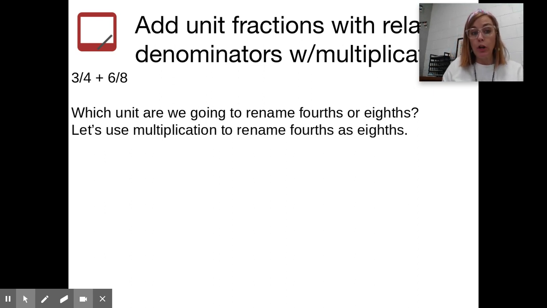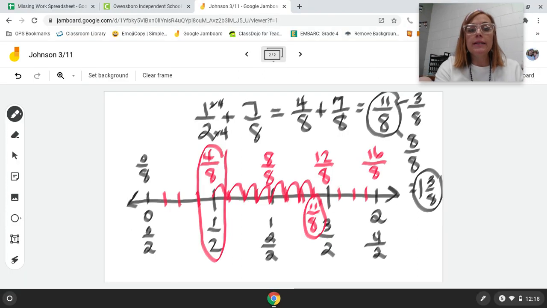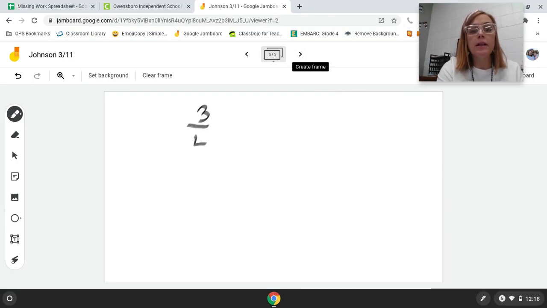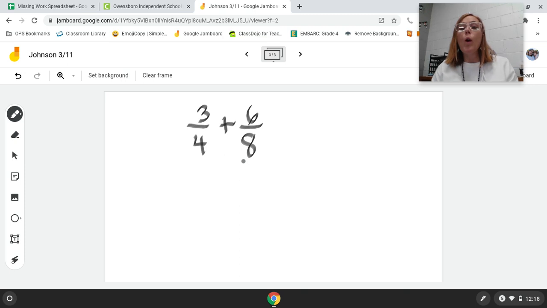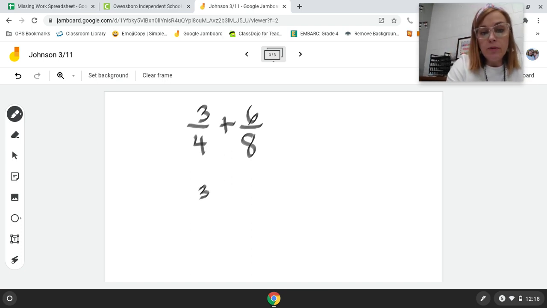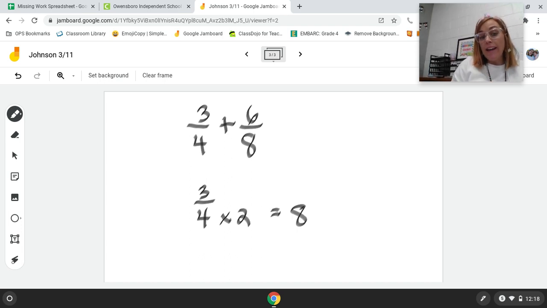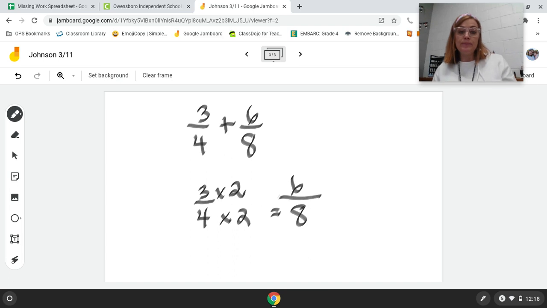So let's go to our fresh board and write 3/4 plus 6/8. So I've got my 3/4 plus my 6/8. I want to rename fourths to 8ths. So what do I have to multiply? 4 times what gives me 8? And hopefully you are able to recognize that 4 times 2 is 8. We know anything we do to the denominator, we have to do to the numerator. So if I'm doing times 2 at the bottom, I'm going to do times 2 on top, okay? So now I have 6/8 plus 6/8.